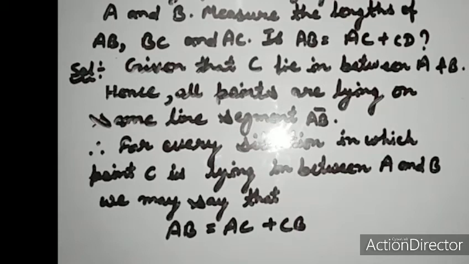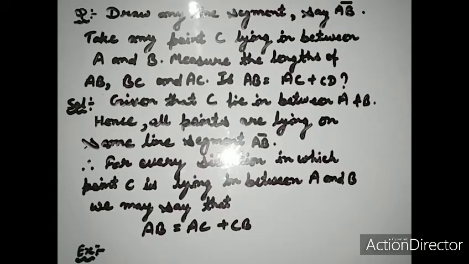Now students, here we take one example related to this part of the question, AB equal to AC plus CB. Now the lengths of AC and CB, right? AB is a line segment here.